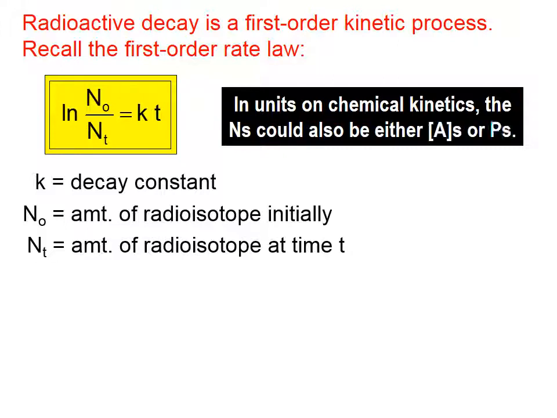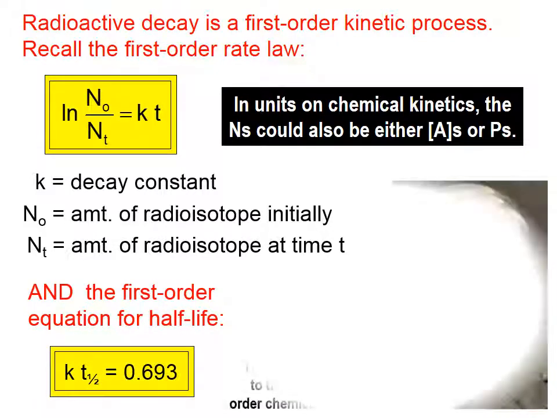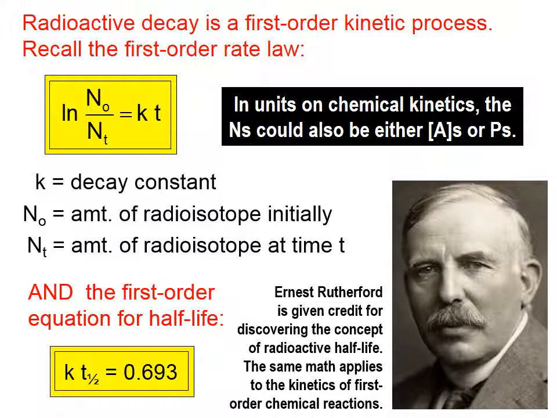In units on chemical kinetics, the N's were often written as concentration of a reactant, or for a gaseous reaction, partial pressure of reactants. You might have seen that equation before, and you might have seen the first-order equation for half-life, which looks like that. k times the half-life is equal to 0.693.